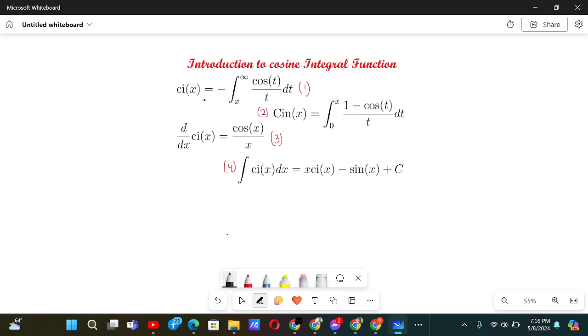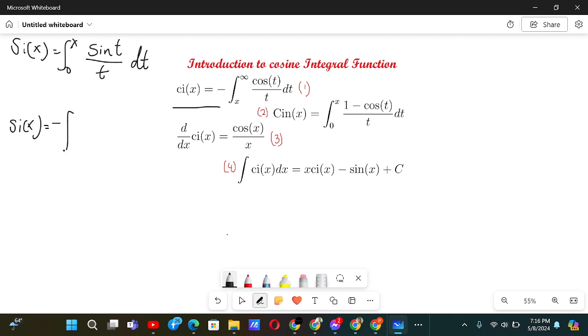Before we go to the definition, let me remind you that in the sine integral function, capital Si of x was the integral from 0 to x of sin t by t dt, and small si of x was the negative of the integral from x to infinity of sin t by t dt. Yeah, we had these two functions, and basically this one is capital Si and this is small si.